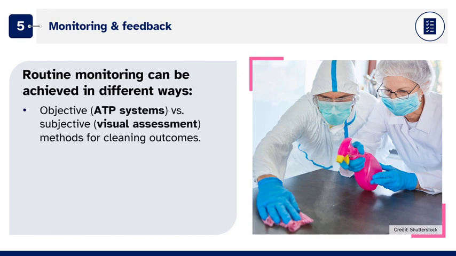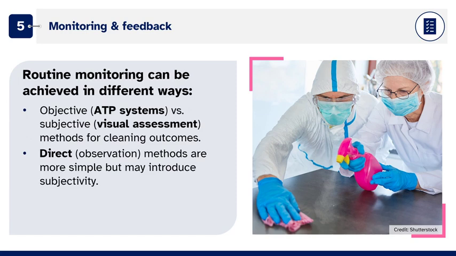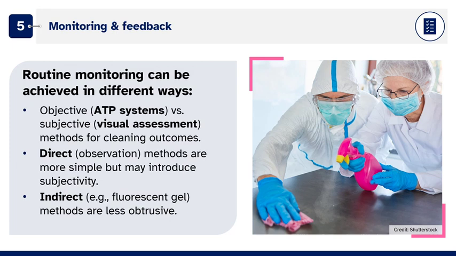High-tech options like adenosine triphosphate, or ATP, monitoring systems offer precise cleanliness measures, but they aren't always accessible. Less costly methods can still provide valuable assessments of cleaning efficacy. Direct observation and visual checks, though they are simple and might introduce subjectivity, support immediate assessment. Indirect strategies, such as fluorescent gels, identify any remaining residues and offer a less obtrusive way to verify the cleaning, especially in critical touchpoint areas.